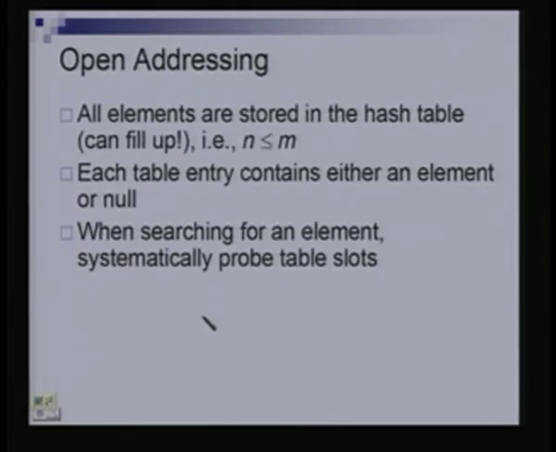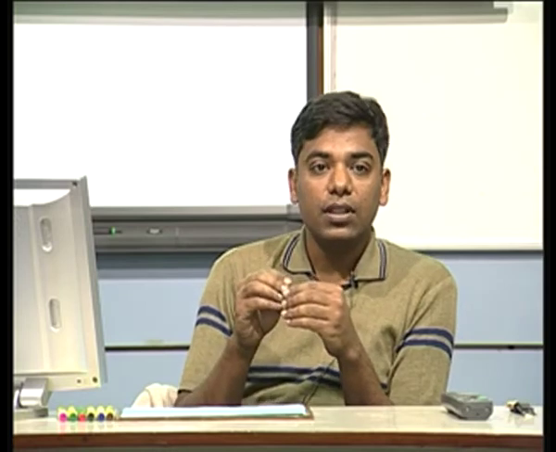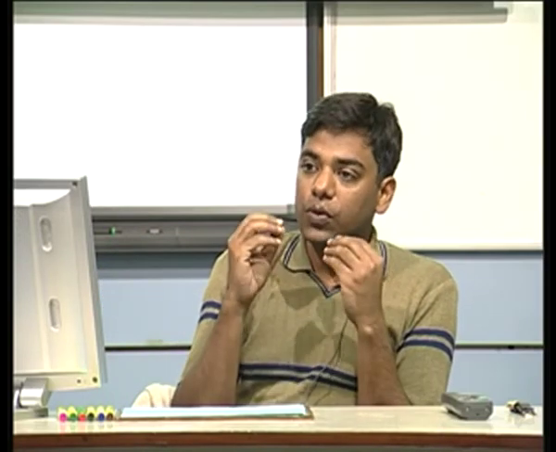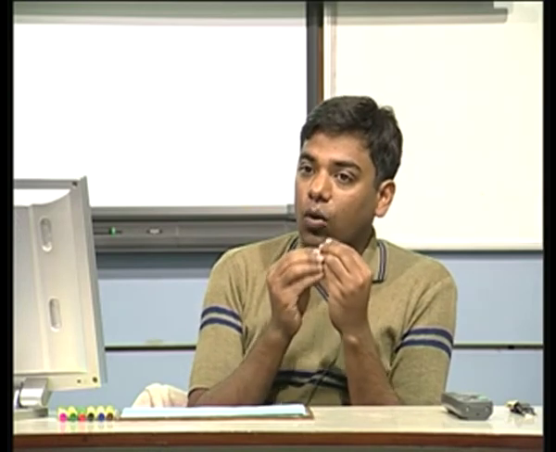So, open addressing differs from chaining in the following key fact. Recall that in chaining, none of the elements were actually stored in the table. They were all stored outside the table. In the table, all we had was a reference to the starting element of the linked list. The table was only storing the pointers or the references to the first element of the linked list. But now what we are going to do is put all the elements into the table itself, and we will see how.